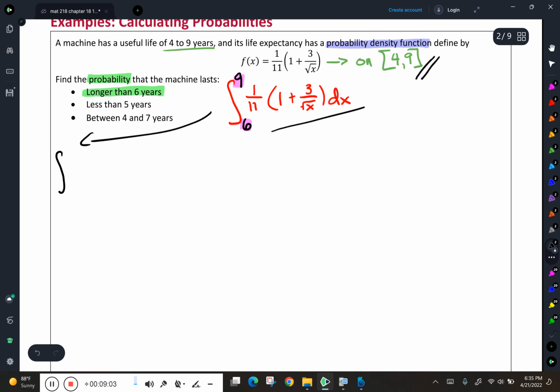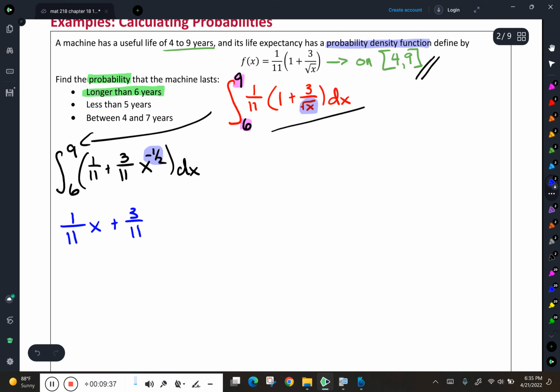Let's see, that's going to be the integral from 6 to 9 of 1/11 plus 3/11 times x to the negative 1/2 dx. I'm rewriting this root that's downstairs as an exponent so that I can actually find an antiderivative. The antiderivative of 1/11 is going to be 1/11 x plus 3/11. The antiderivative of x to the negative 1/2 is going to be 2 over 1 times x to the 1/2.